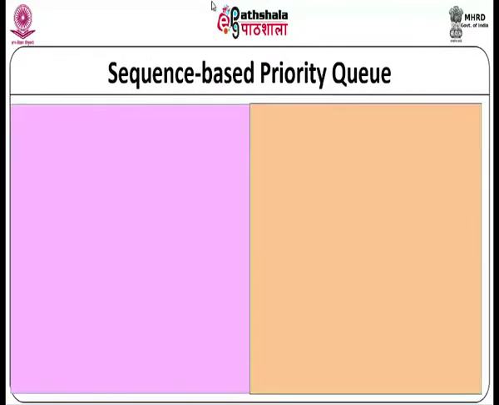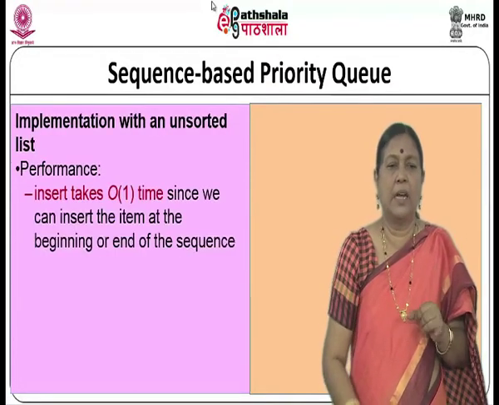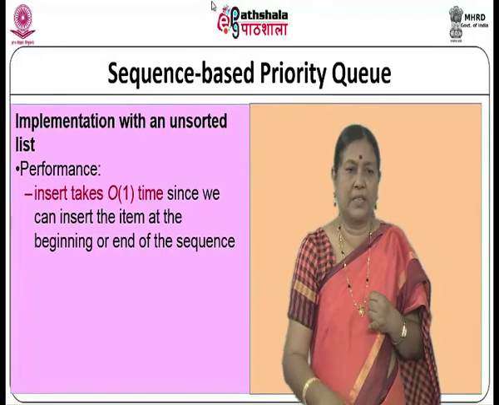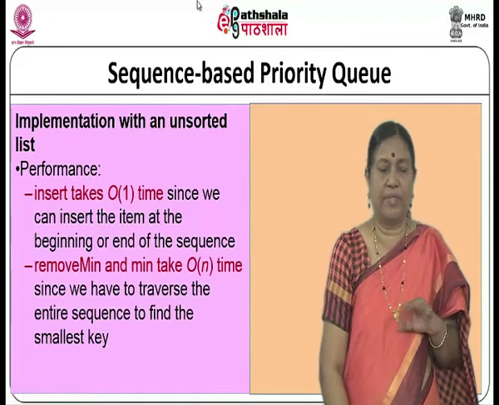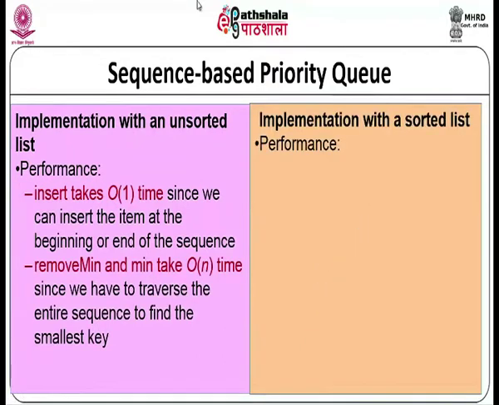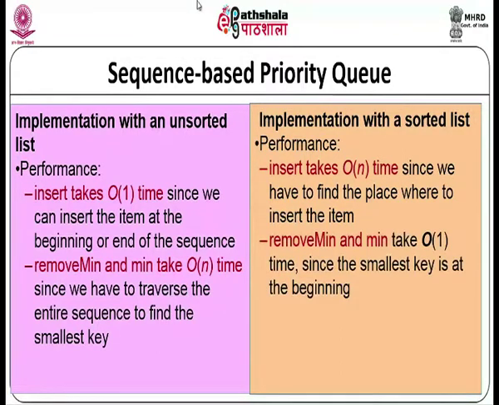Now, let us look at the sequence based priority queue. Let us look at the implementation with an unsorted list, the performance. Insertion takes O(1) since we can insert the item at the beginning, but all the others take O(n). But in the implementation of a sorted list, insert takes O(n), but all the others take O(1). As we saw, this is an important operation, so probably the second implementation is better.